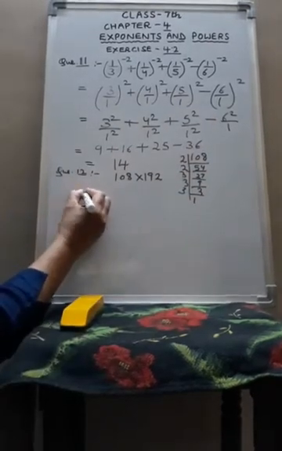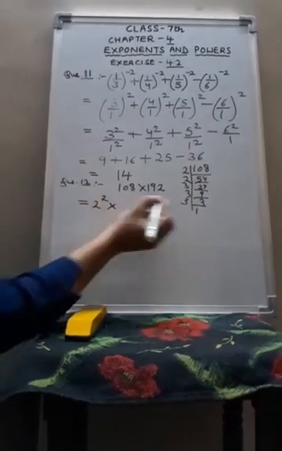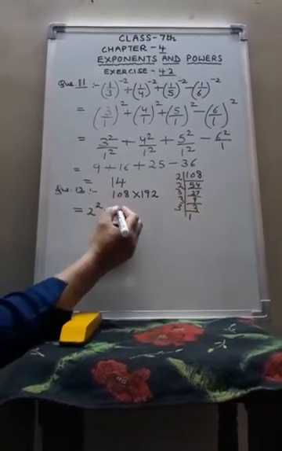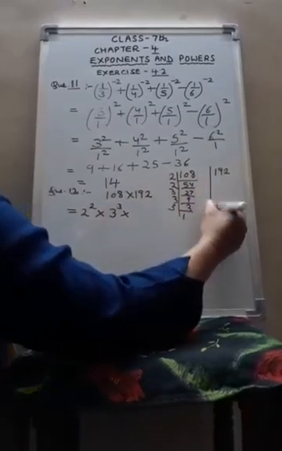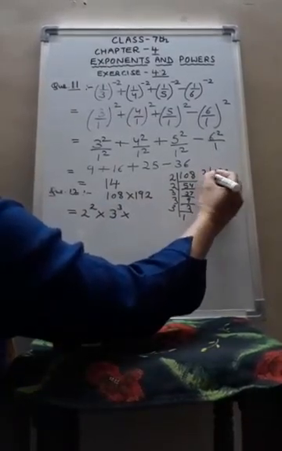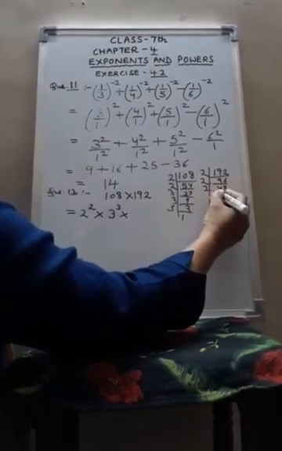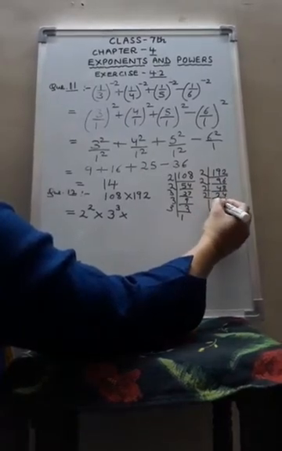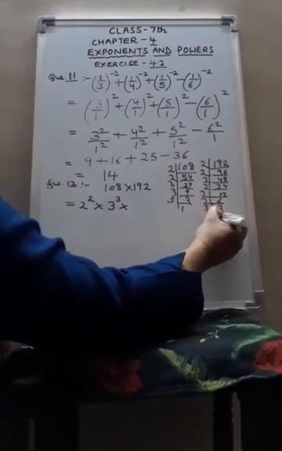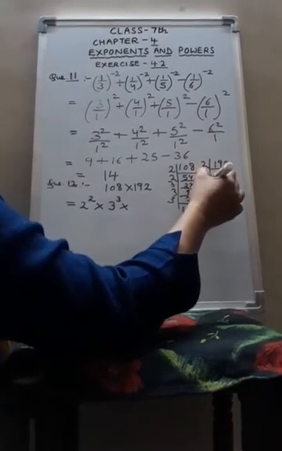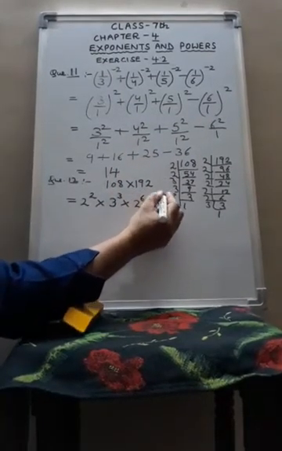So how can you write it in exponential form? 2 into 2 means 2 to the power 2, multiplied by, and 3 we are multiplying 3 times, so 3 to the power 3. Multiplied by, now in the same way you find the prime factors of 192. 2 96s are, then 2 48s are, then 2 24s are, 2 12s are, 2 6s are, 2 3s are, 3 1s are 3. So how many 2s are there? 1 2 3 4 5 6. So this becomes 2 to the power 6 into 3 to the power 1.